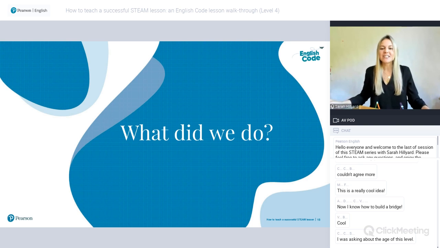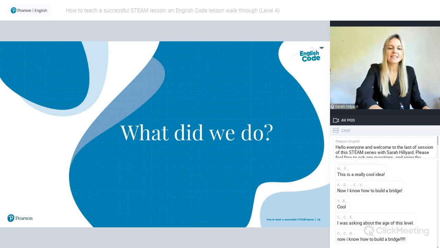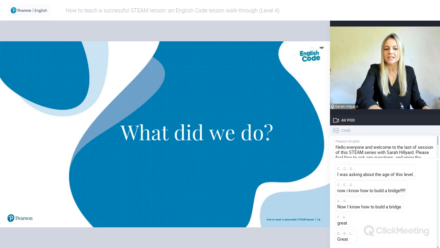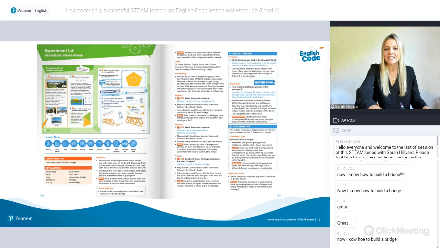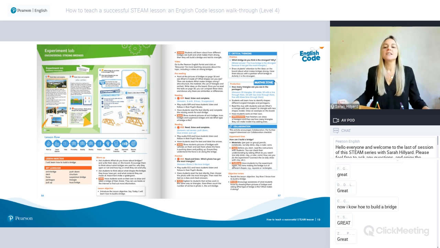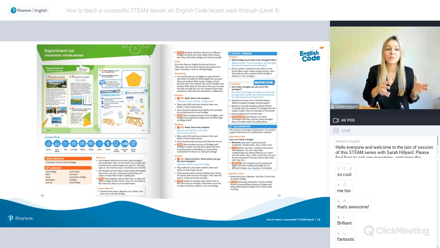So what did we do today? Let's notice some of the essential steps and tips that made this lesson successful. This is the teacher's book page for this lesson. The teacher's book is very well guided. It's super step-by-step, lockstep fashion to guide you very smoothly through the lesson and how to deliver it. So you don't have to know too much about it beforehand because you've got it all in the teacher's book.